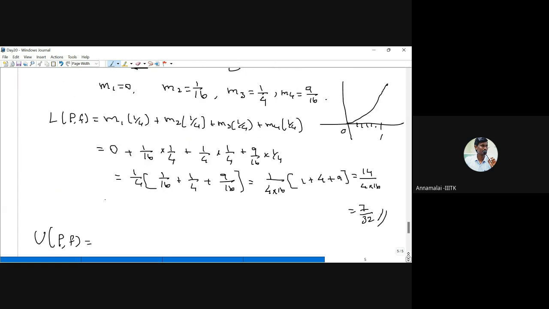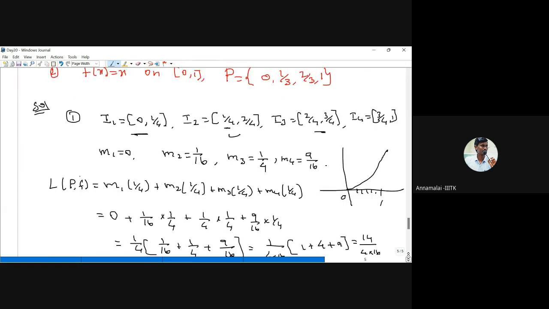So therefore, what are capital M1, capital M2? Again, you will get a maximum value at the right endpoint. The points are 1 by 4, 2 by 4, 3 by 4, and then 1. So capital M1 is 1 by 4 squared, which is 1 by 16. Capital M2 is 2 by 4, which is 1 by 2, and 1 by 2 squared is 1 by 4. M3 is 3 by 4 squared, which is 9 by 16. M4 is 1 squared, which is 1.